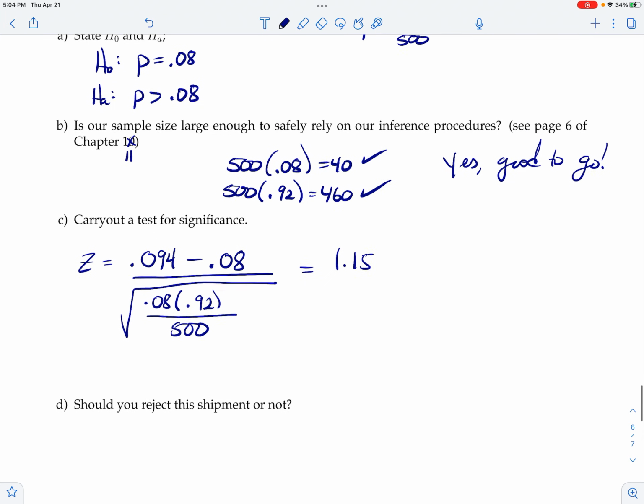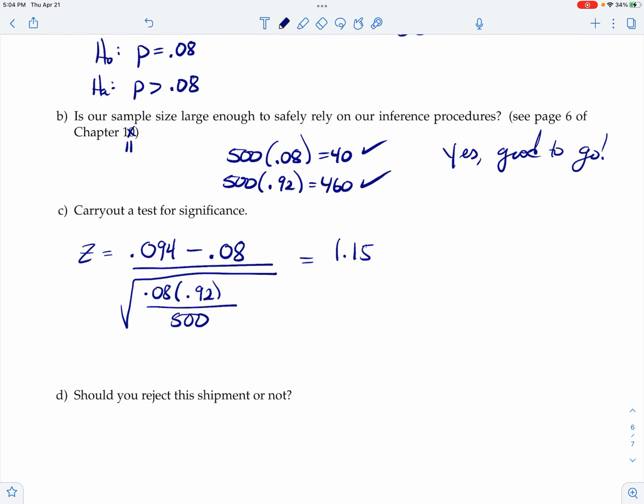Not a super huge statistic for the normal distribution. So we're interested in the probability that z is greater than or equal to 1.15. It doesn't matter whether you just put greater than or greater than or equal. The point is this symbol goes there. And so you compute this using your table, and you'll get 0.12507. It's a pretty large p-value.